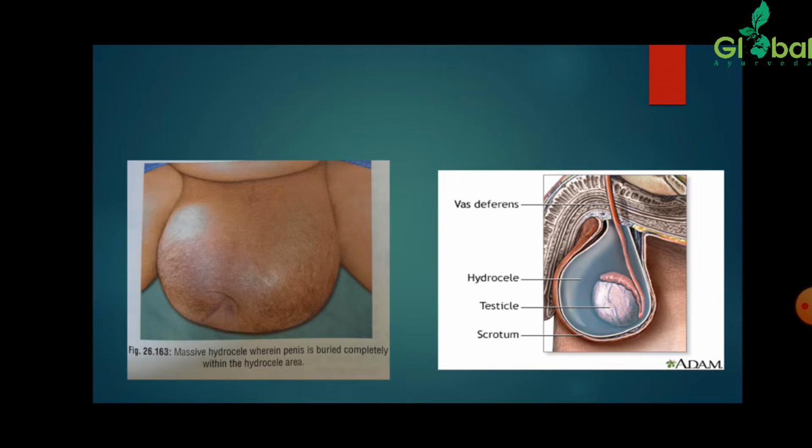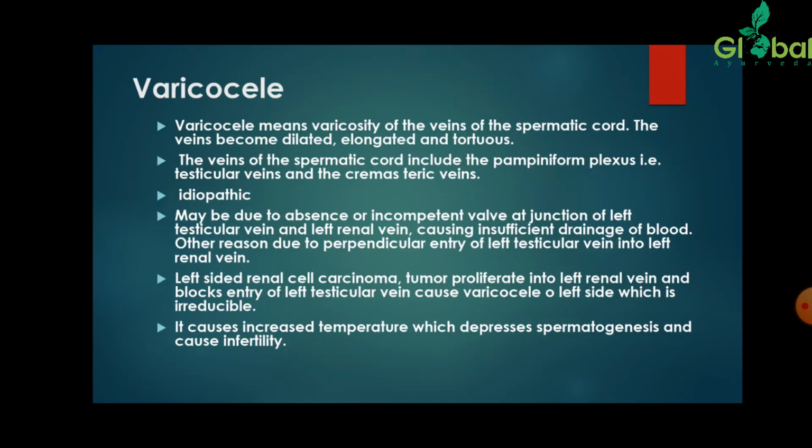Now the second disease is varicocele. Varicocele means varicosity of the veins of the spermatic cord. The veins become dilated, elongated and tortuous. The veins of the spermatic cord include the pampiniform plexus, that is testicular veins, and the cremasteric veins. It is idiopathic, may be due to absence or incompetent valve at the junction of left testicular vein and left renal vein, causing insufficient drainage of the blood. Other reason is the perpendicular entry of left testicular vein into left renal vein.